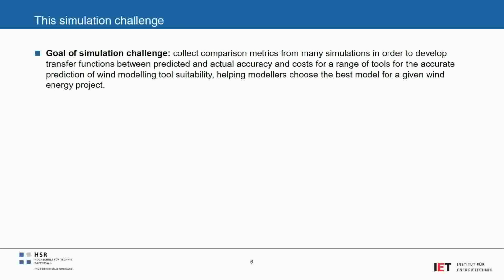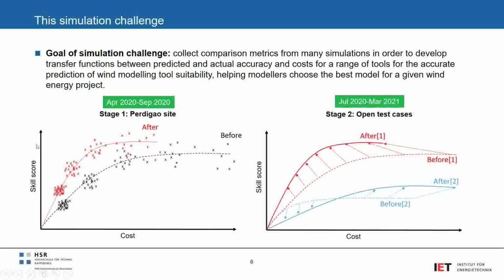And so we're trying to look at estimating these scores before, and then comparing them to the actual scores afterwards. So this is kind of a picture of what we expect it to look like. We've got stage 1, which is using the Perdigao site, which I'll tell you about in a second. You do your estimations before, so each participant has got a form to fill out with estimations of skill and cost. And then there's the actual skill afterwards, so how accurate compared to the measurements are the results. We expect to see something like this, and we want to develop functions between before and after so that we can predict in advance which tool's best.